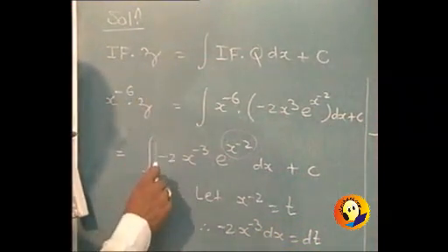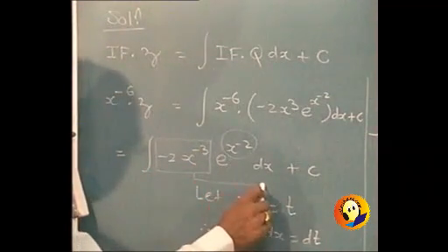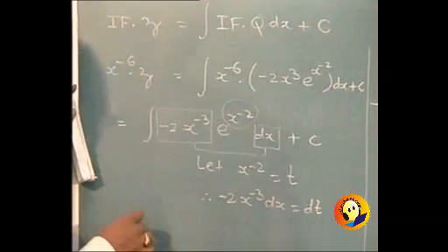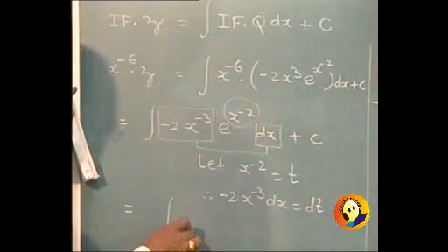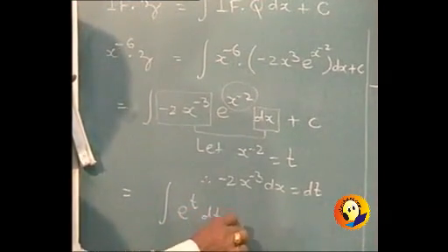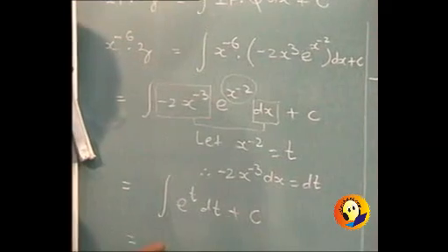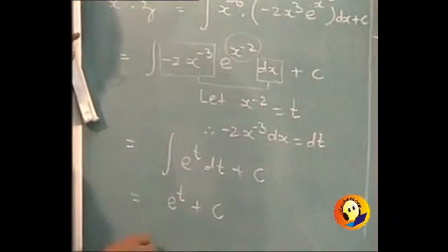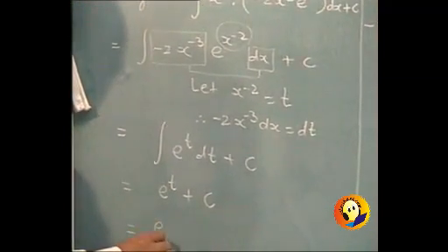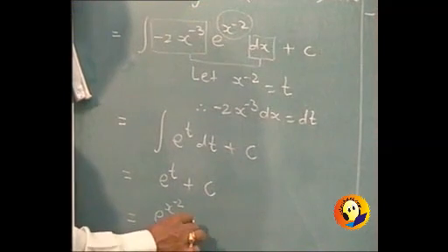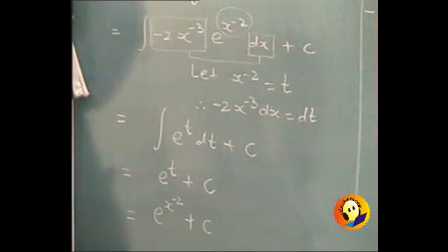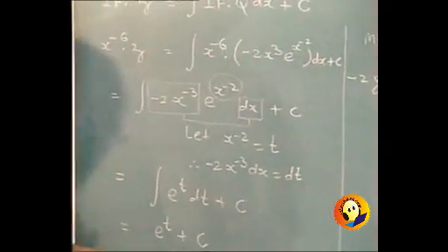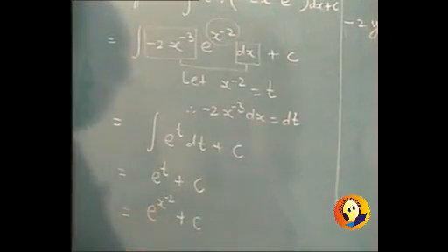And so we already have this term minus 2 x raised to minus 3 and dx, which can be substituted as dt, and this will simply turn out to be integral e raised to t into dt plus constant. So it comes out to be e raised to t as the solution of the integral plus constant of integration. T is to be resubstituted, it is e raised to x raised to minus 2 plus constant. And so the solution will appear to be x raised to minus 6 into z equal to e raised to x raised to minus 2 plus constant.